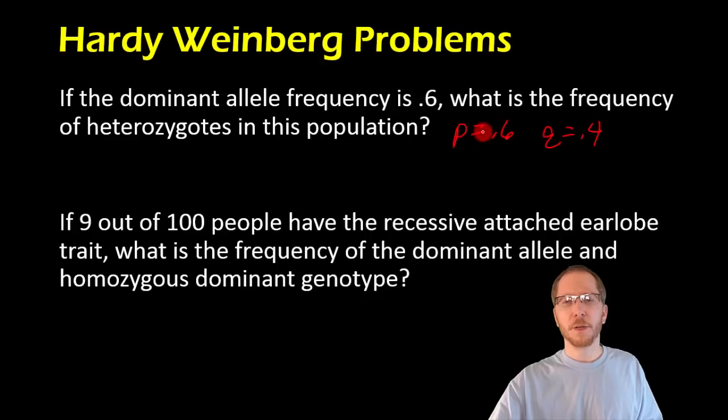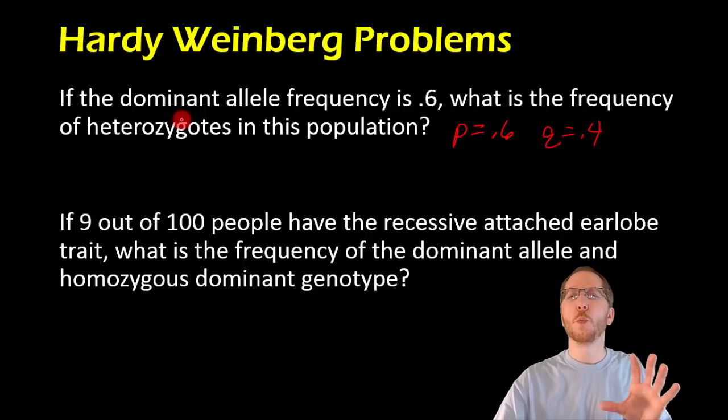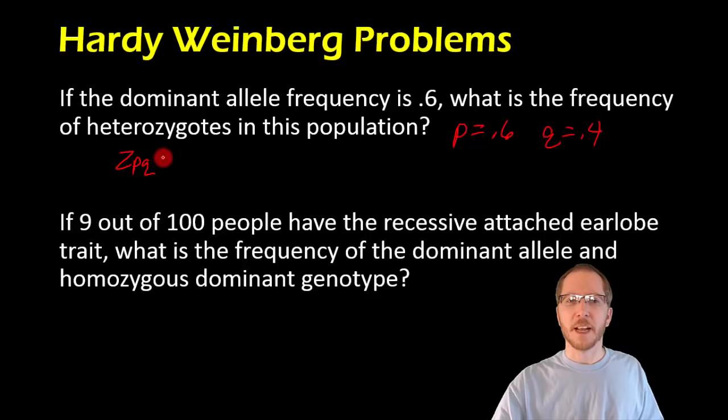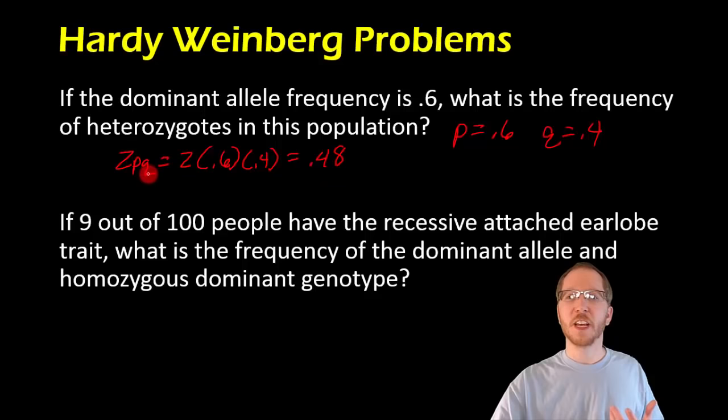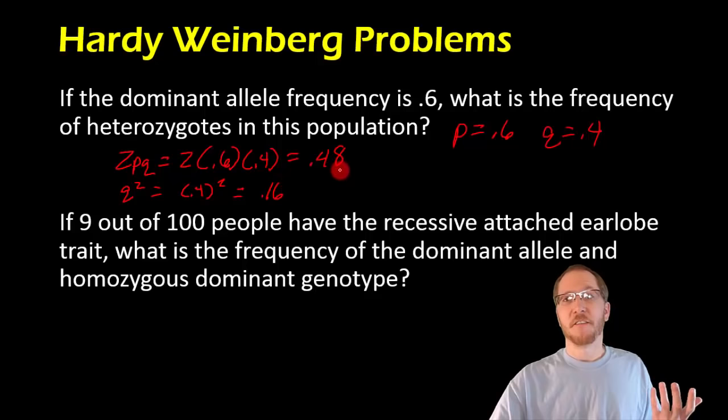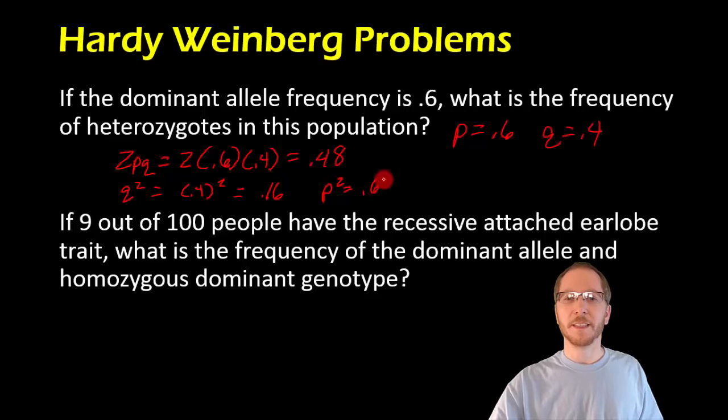So if they ask me for the frequency of heterozygotes, I have to say, all right, which one's the heterozygotes? In this case, it's 2PQ. So I need to say that I'm going to take 2 times P, which is 0.6, times Q, which is 0.4, and so my answer would be 0.48, or 48% of that population would be heterozygous. If instead I'd asked you something like how many of them are homozygous recessive, you would say, well, that would be Q squared. So then I'd go through and I'd take Q, which is 0.4, and I'd square it. So that's going to give me 0.16. If I felt like it, I could say how many are homozygous dominant, and you could go through and say that's P squared then, so 0.6 squared, so it should be 0.36.